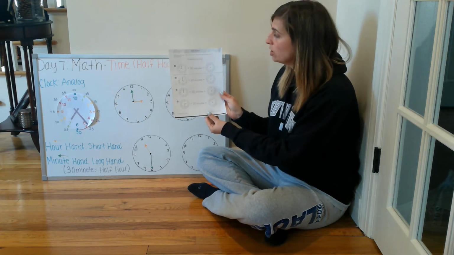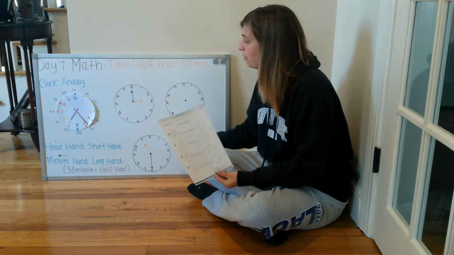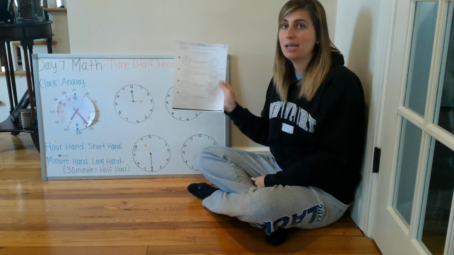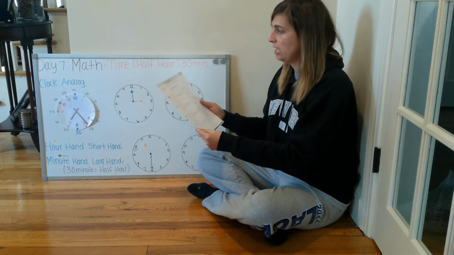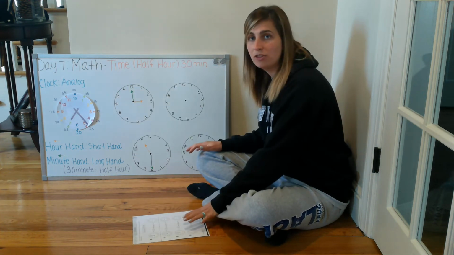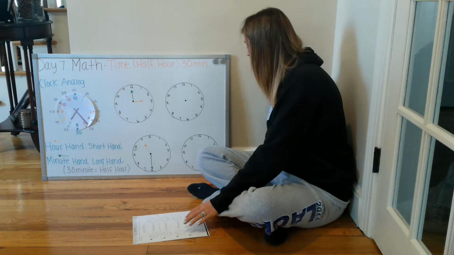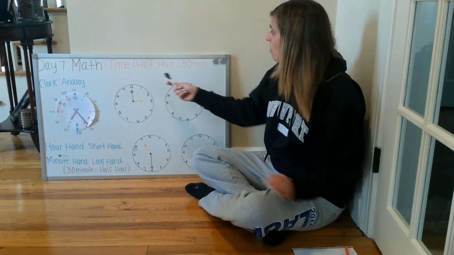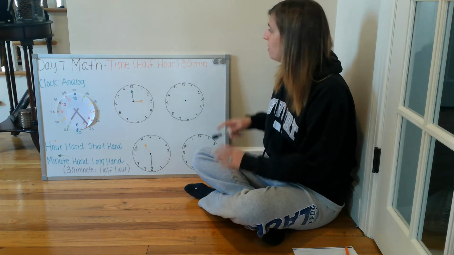Okay, so what I'm going to do is model two examples on my board so then you can complete these 4 examples on your own. Okay, so all you want to do is just make sure that your worksheet and your pencil is in front of you on the side, and we're going to work with the board first. Okay, so I'm going to go back and remember that a half hour is 30 minutes.